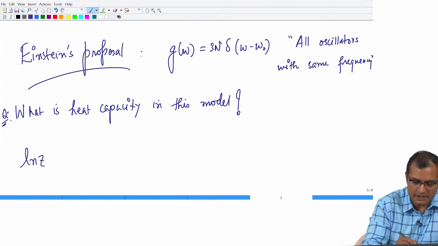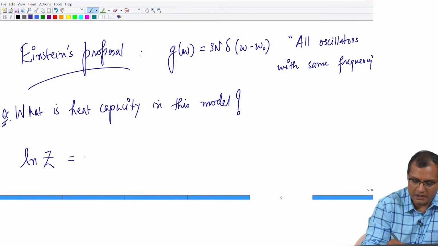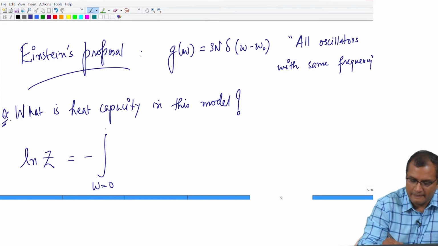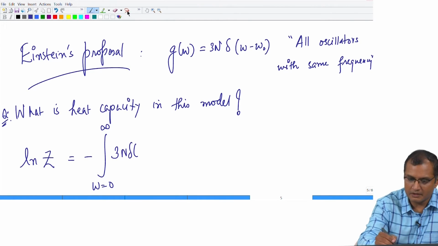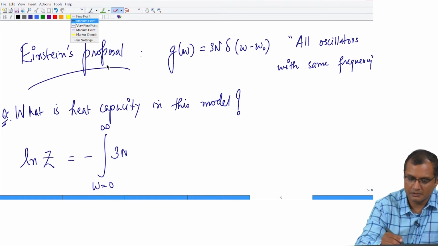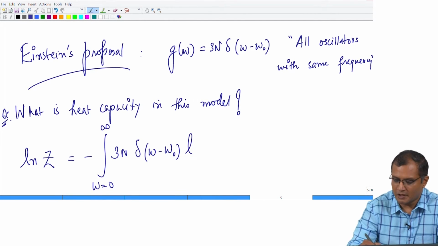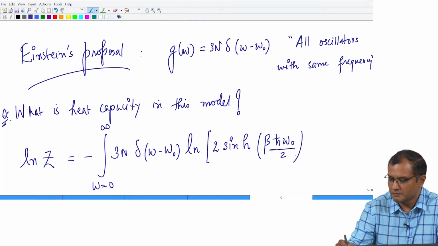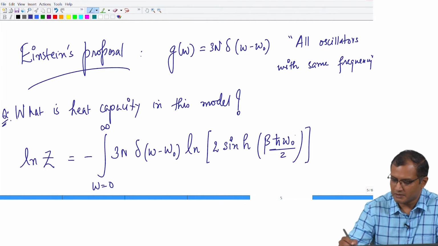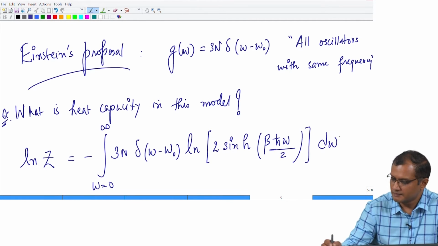So, the logarithm of the partition function, ln z, has been already computed to be negative of the integral of g omega, which is 3n times this Dirac delta distribution, into the logarithm of 2 sinh of beta h cut omega by 2, d omega, correct.